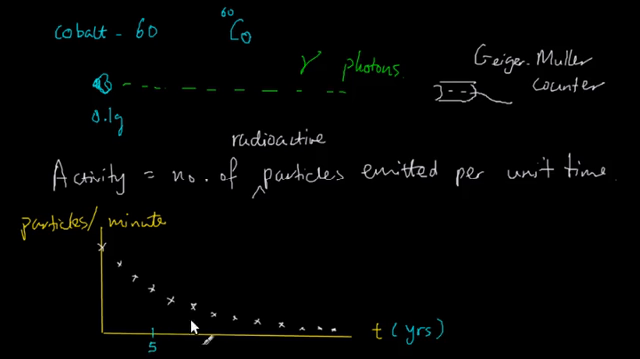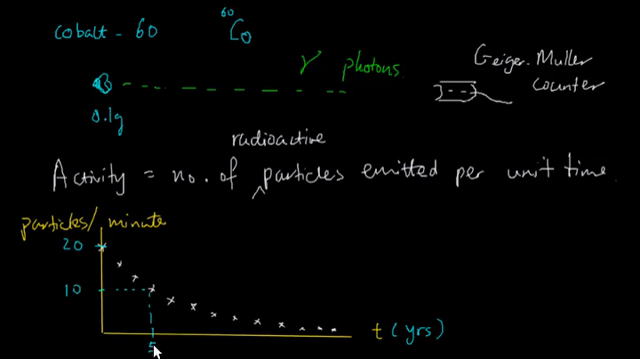After about 5 years, what you'll find is that this activity, let's say it starts with the starting value of A0 particles per minute. Not sure exactly how much it is. I'll just call it A0, or just pick a random number like maybe 20. Okay, so you find that after 5 years, it would have come down by about half. So after 5 years, the activity would have come down by about half to say 10.